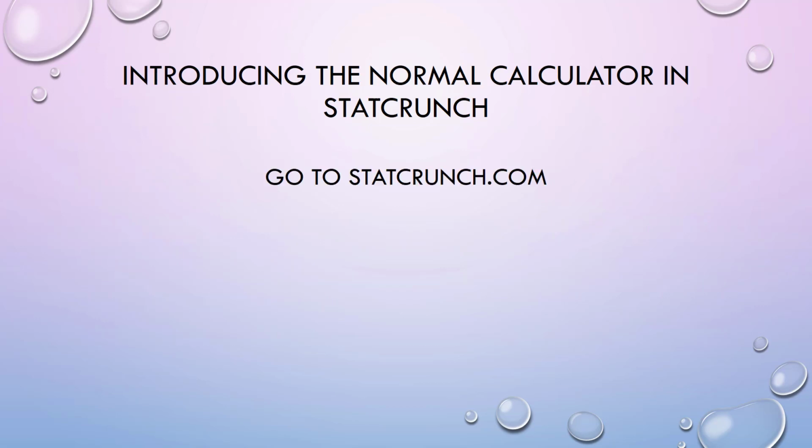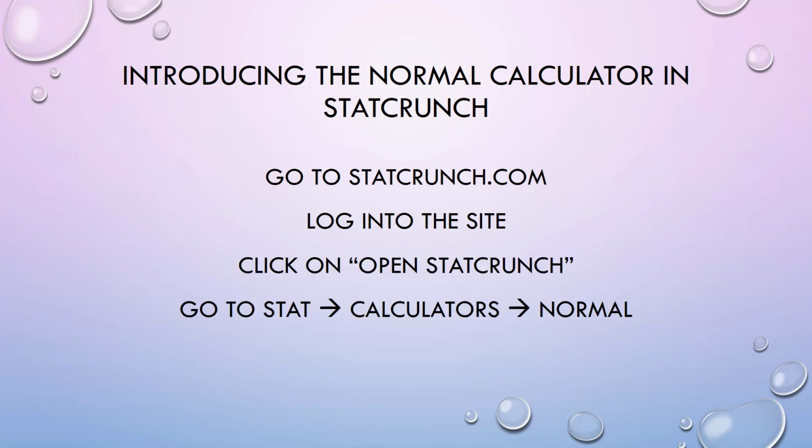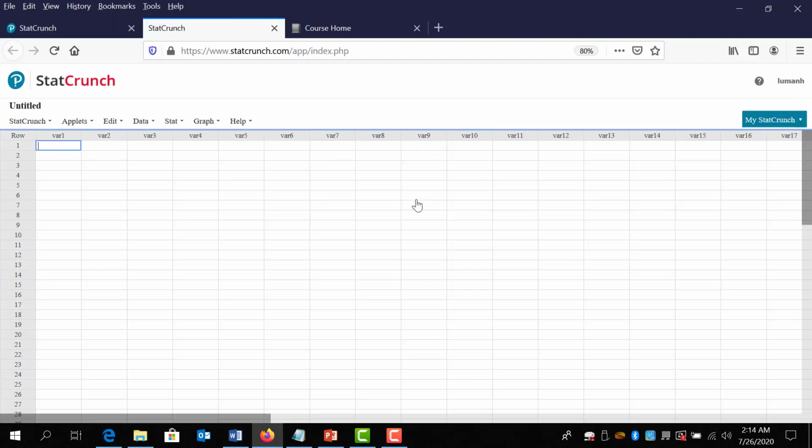Go to statcrunch.com, log into the site, click on Open StatCrunch. Once you're in StatCrunch, hover over Stat, Calculators, and then go to Normal. Here you can see I've already navigated to the site statcrunch.com and I've already logged in. Next, I will click on this orange icon that says Open StatCrunch.